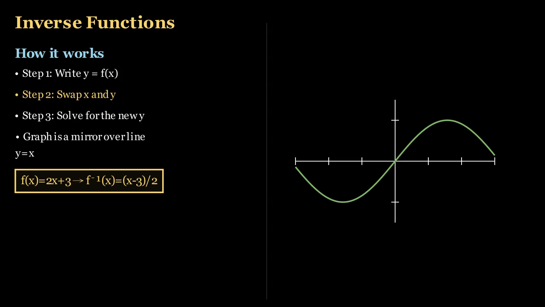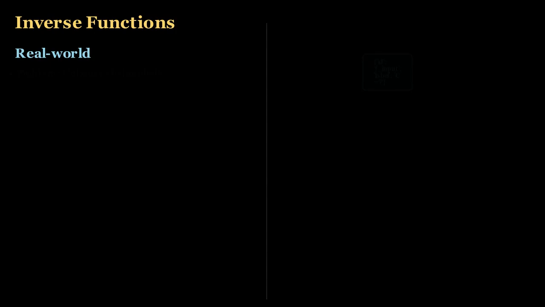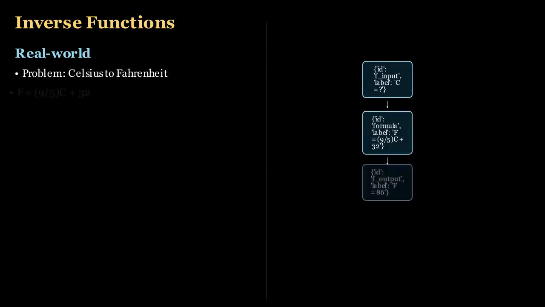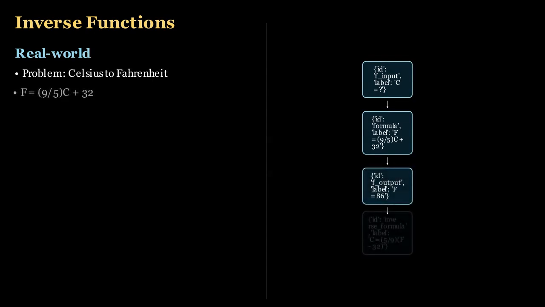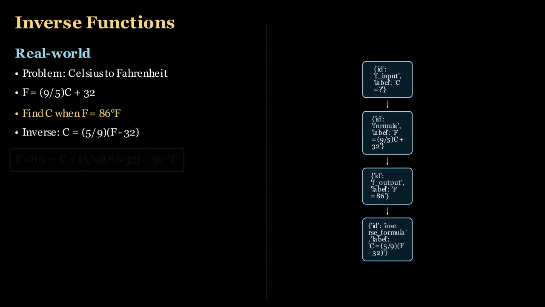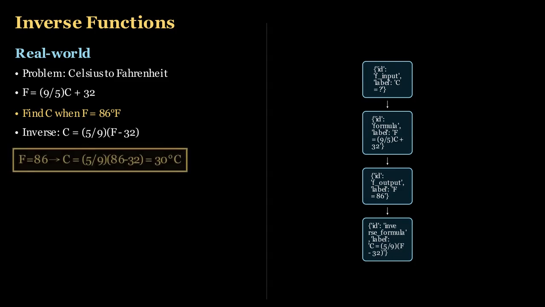We swap the roles, start with F equals 9/5 C plus 32, and solve for C. Subtract 32 from both sides, F minus 32 equals 9/5 C. Then multiply both sides by 5/9. So C equals 5/9 times (F minus 32). Plug in 86 for F, 86 minus 32 is 54. Then 5/9 times 54 is exactly 30. So 86 degrees Fahrenheit is a warm 30 degrees Celsius. The inverse function. Let us rewind the conversion.